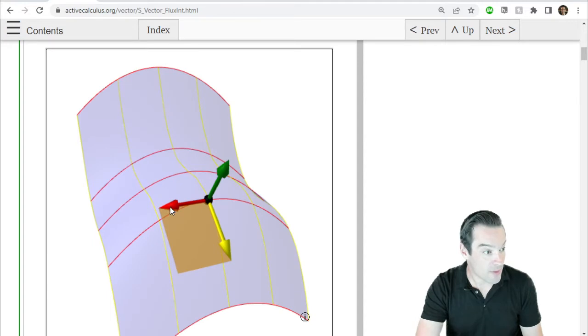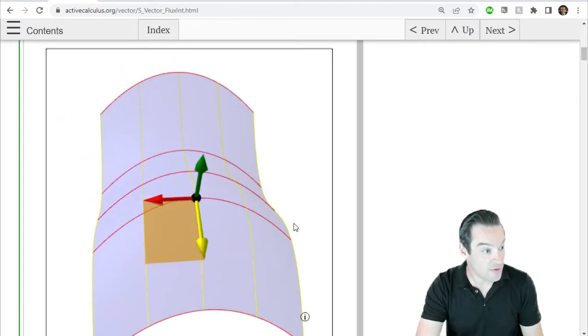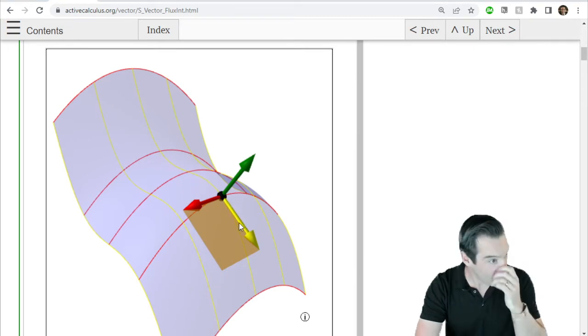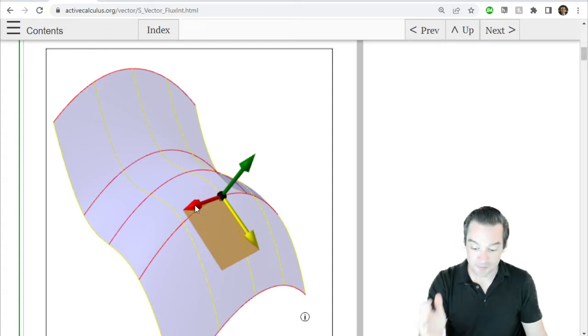So this red vector here is a tangent vector to this red trace, which is probably, s being the variable and t being a constant. Actually, no, I think this is probably t the variable, s a constant, the red curve in the red direction. And then the yellow curve looks like it probably has the s direction being the variable and the t direction being a constant.